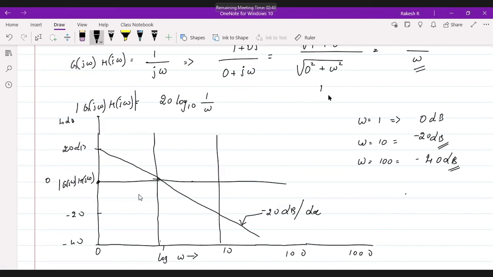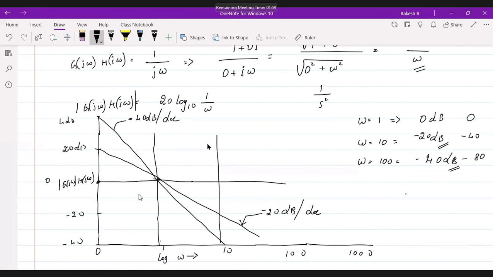Now take a pole or zero at origin, that is S square here. When you take it for S square, the value for omega 1 will be 0, for 10 will be minus 40, for 100 will be minus 80 here. That means when you have the square here, the decrease is 40 dB. Now when I plot the graph, it will be like this. This is minus 40 dB per decade.